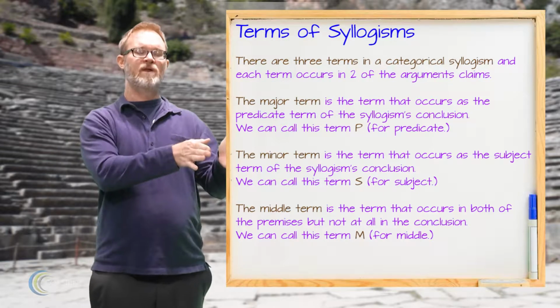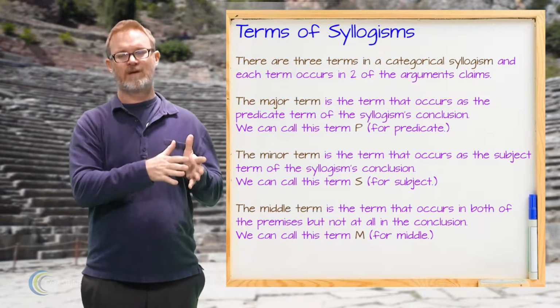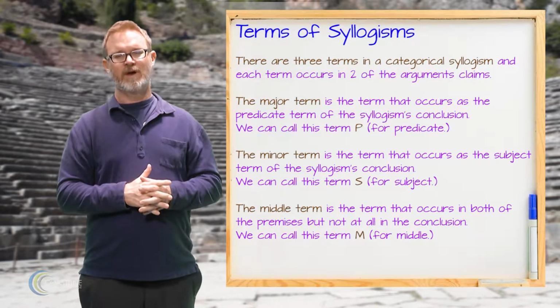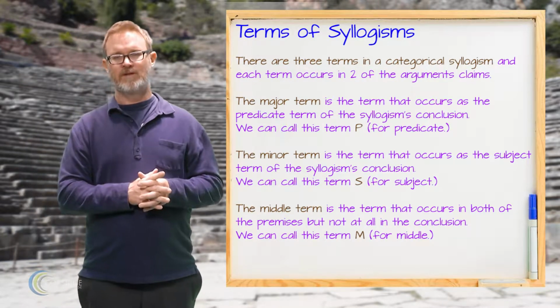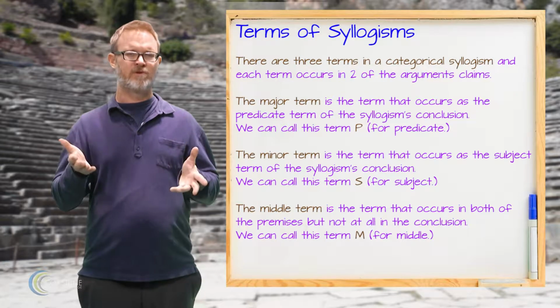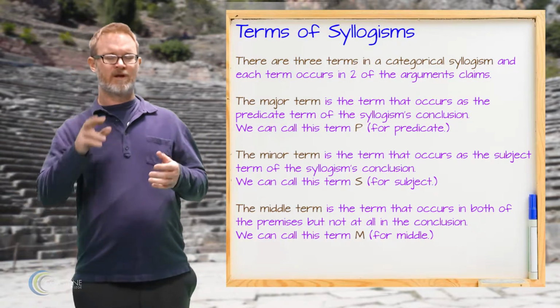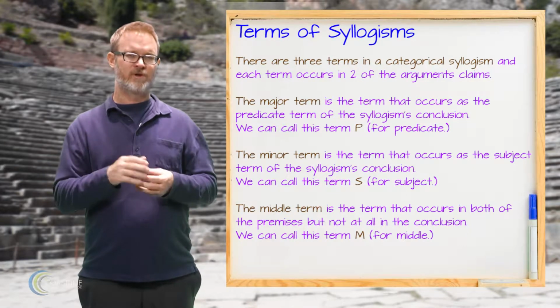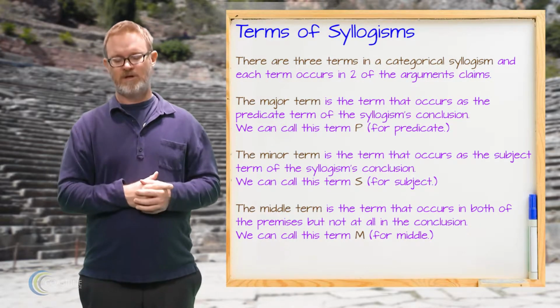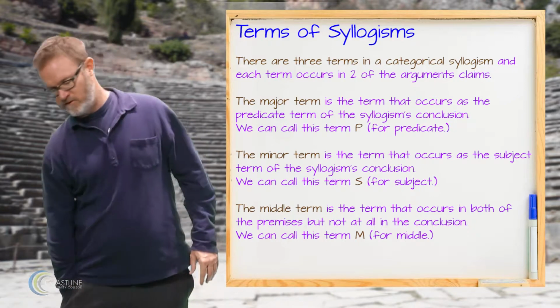The minor term then is whatever term occurs as the subject of the conclusion. Okay, and so that's going to be the minor term. It's just going to be the subject of the conclusion, right? And then lastly, we have what's called the middle term. The middle term is the term that occurs in both of the premises, but not the conclusion. So there's always going to be a middle term, a term that is, in a sense, shared between the premises. Okay?